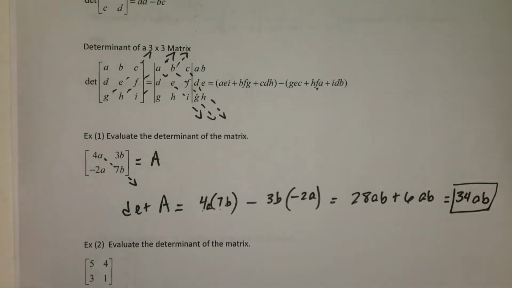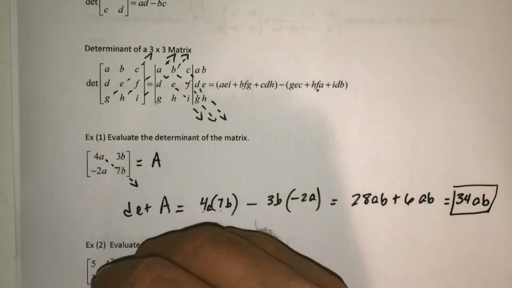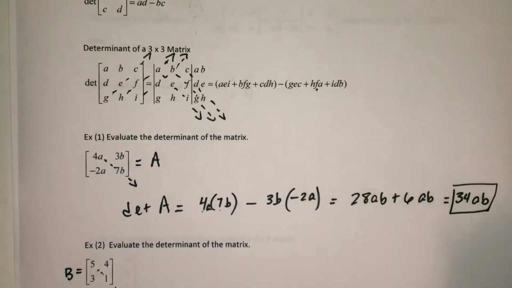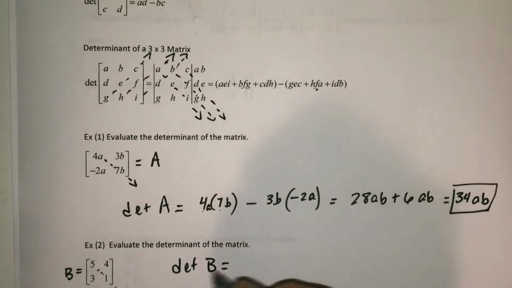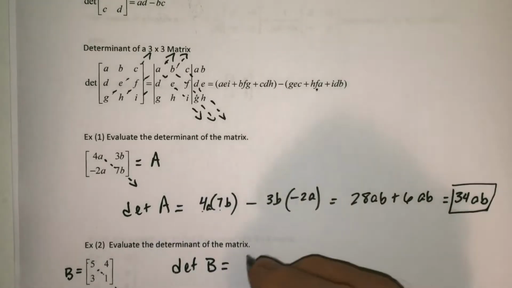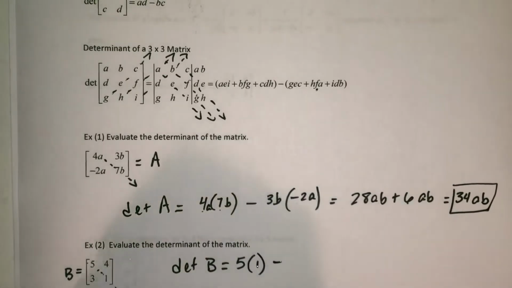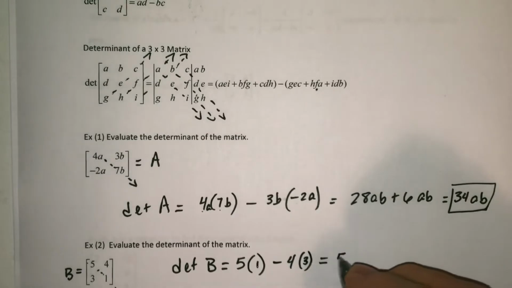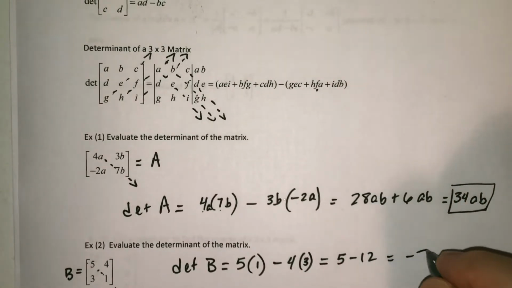All right, example number 2 says evaluate the determinant of the matrix. Well, you do product coming down. Let's say this is matrix B. If we want the determinant of matrix B, that would be A times D, 5 times 4, or excuse me, 5 times 1, decreased by B times C, 4 times 3. 5 times 1 is 5, minus 4 times 3 is 12, and when you subtract 12 from 5, you would get negative 7.